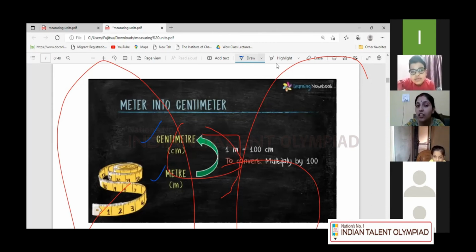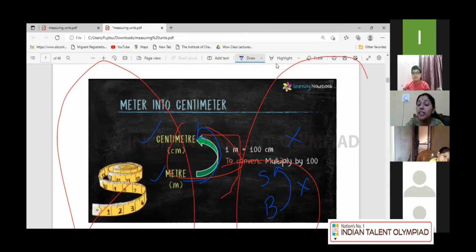Is it smaller? Okay. So always remember, when you are going from a bigger unit to a smaller unit, you have to multiply. You just write down here: big to small, you have to multiply. When you are going from meter to centimeter, or bigger unit to smaller unit, you have to multiply.